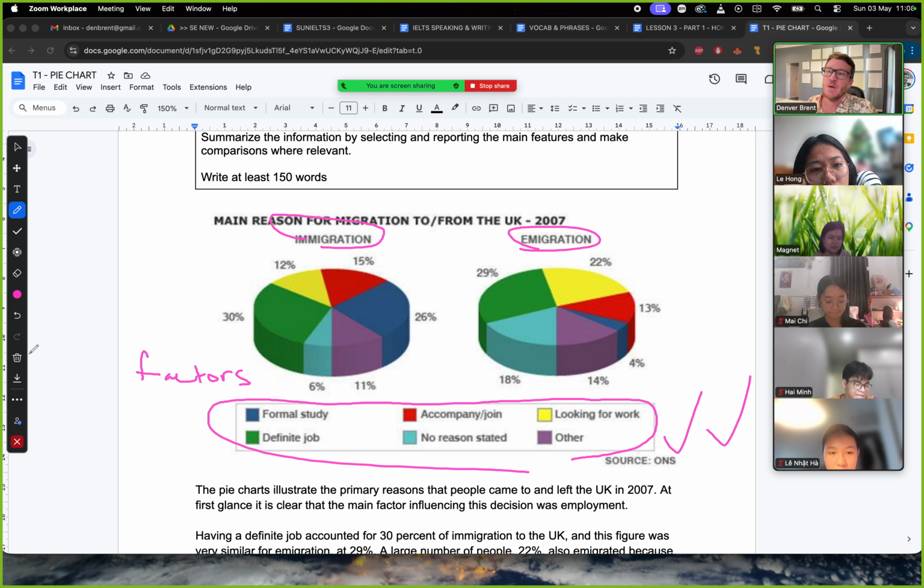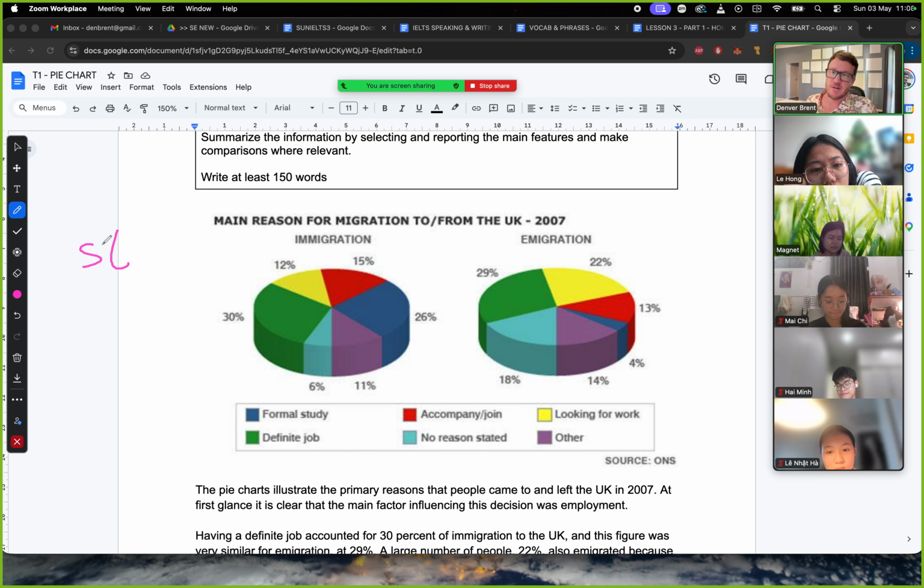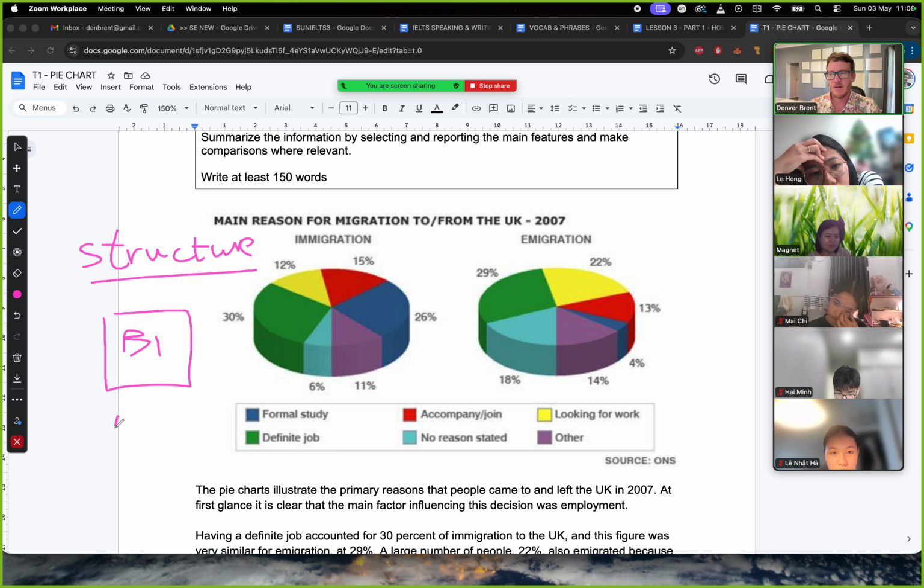Now, in terms of structure, your body paragraphs, what is something I don't want you to do with these two graphs? How would a structure be? What would the structure be that I don't want to see, or one that's not going to get you a good score? Like, what would body 1 be? Anyone? Yeah, never say everything, but how would you structure? So if you have body 1, body 2, what would a bad structure be?